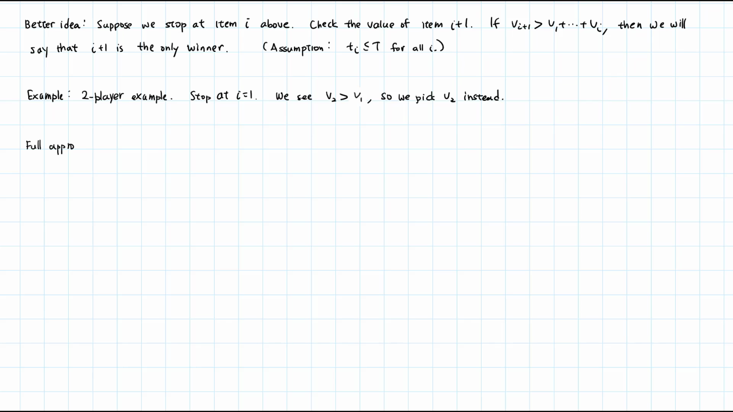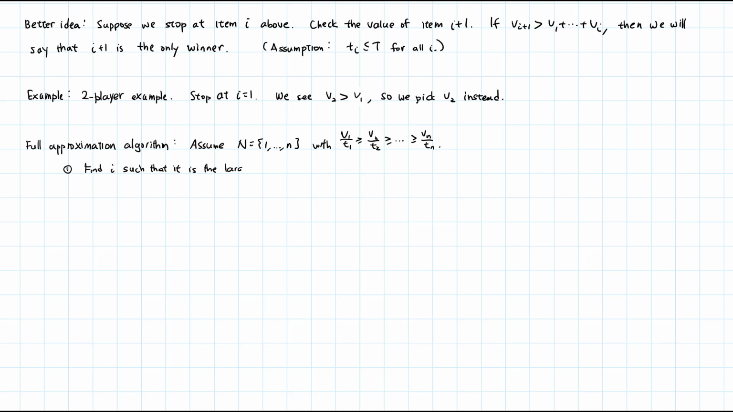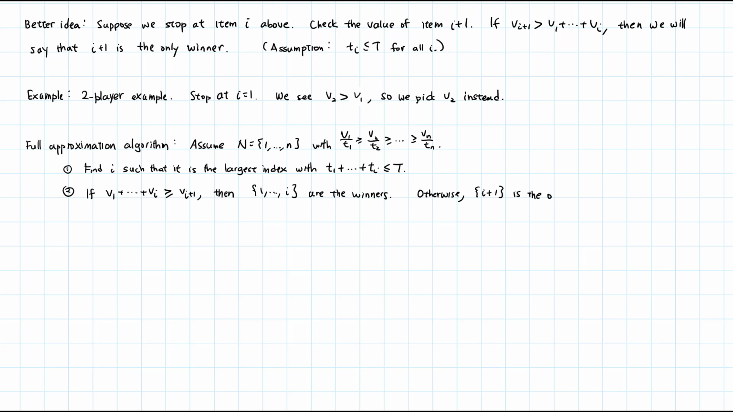And here is the full approximation algorithm. We assume n items, ordered with their value density. We find I such that it is the largest index with a sum of T1 to Ti at most T. If the total value of these I items is at least the value of the I plus first item, then 1 to I are the winners. Otherwise, only I plus 1 is the winner.